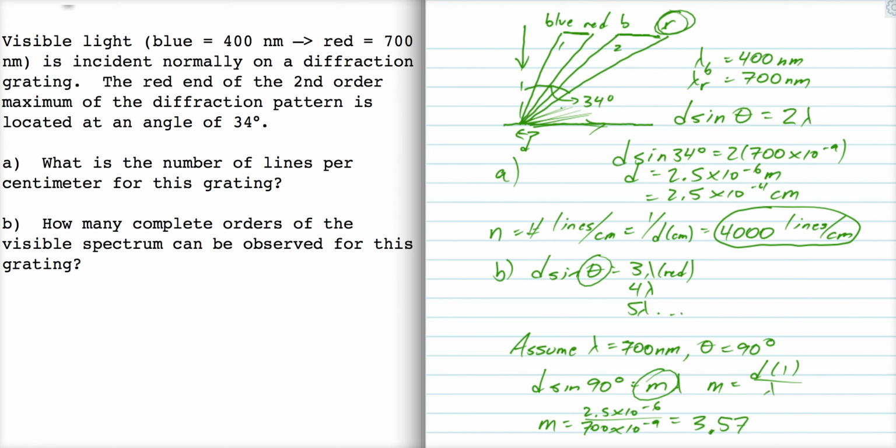So 3.57 orders. That means it would work for 3 lambda, but if we tried to set d sine theta equal to 4 lambda for red light, it wouldn't work. It would work for blue light, but it wouldn't work for red light. So m equals 3. You basically truncate this and say that 3 complete orders are visible. The other half does not really count there.